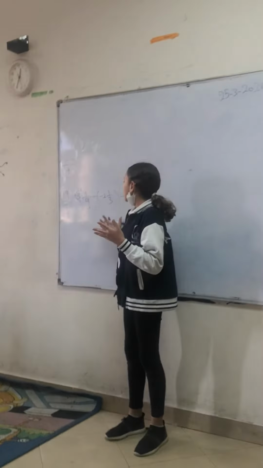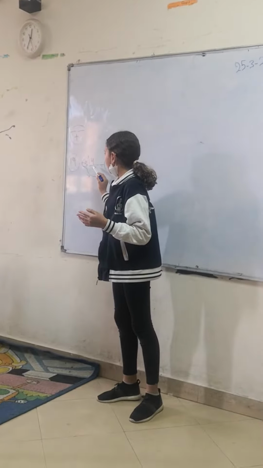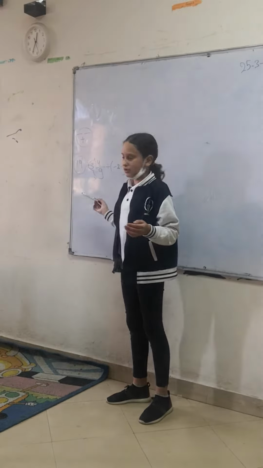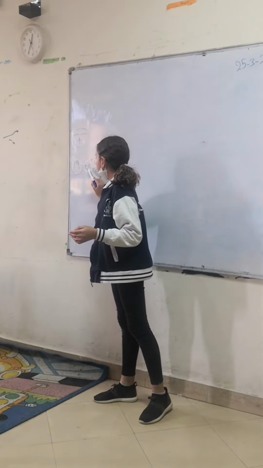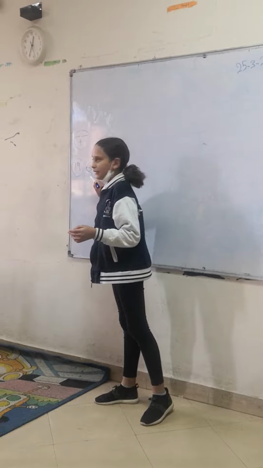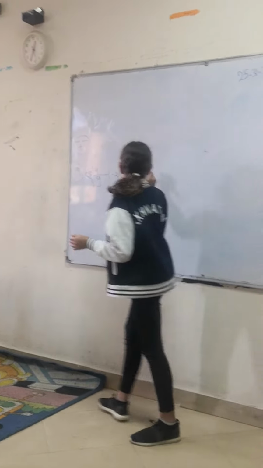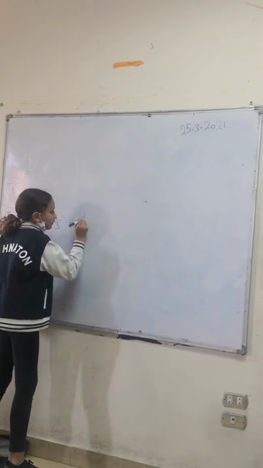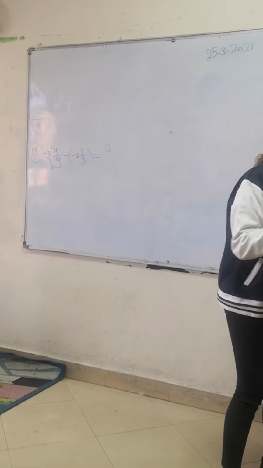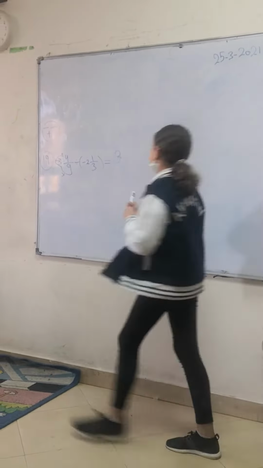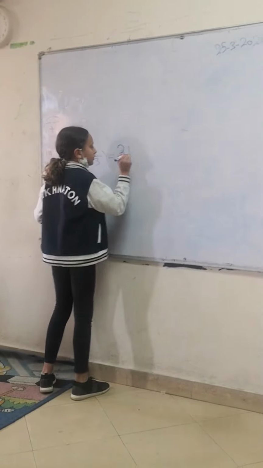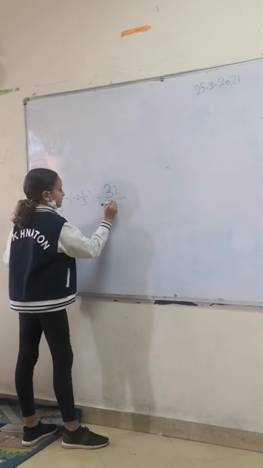We're going to know how to change the mixed number to a fraction. 9 times 3 equals 27. Then we're going to do plus 4. So it's going to be 31. And the denominator as it is.